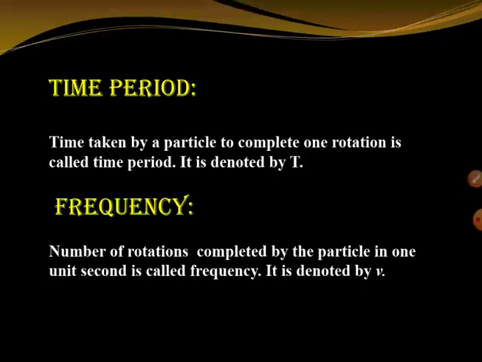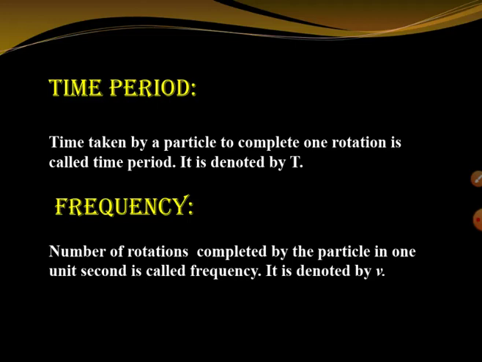Now time period. Time period is the time taken by the body moving along the circular path to complete one complete rotation, or one complete cycle. We call that the time period. And frequency means what? It is the number of complete such cycles in a unit time. We call it frequency. So the number of complete rotations by the particle in one unit time is called frequency.